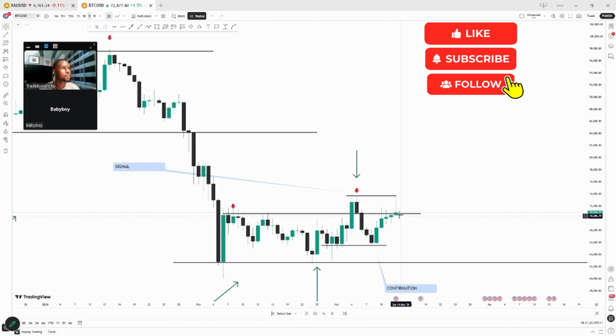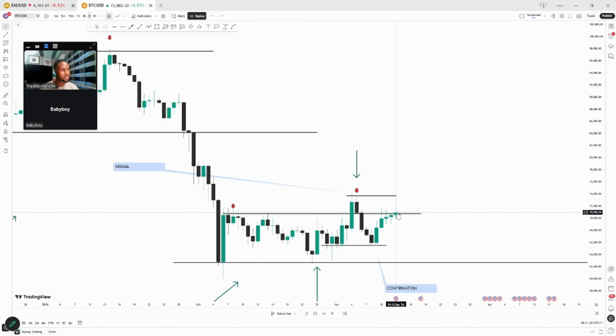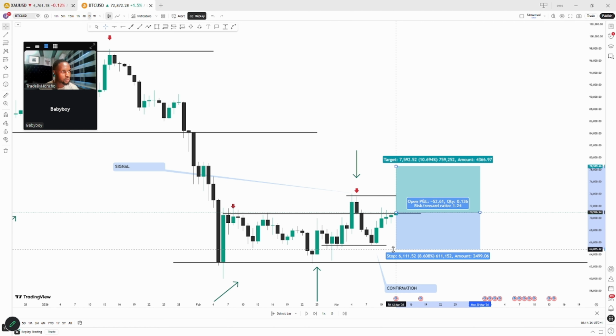Remember, this was our signal on the daily, right? Do you remember? Okay, so now we want to enter from this daily signal. Our stop loss is going below the confirmation, right?